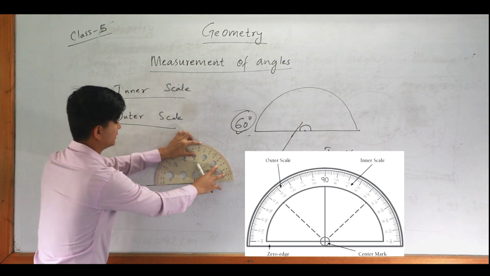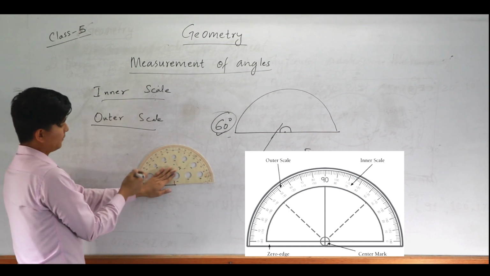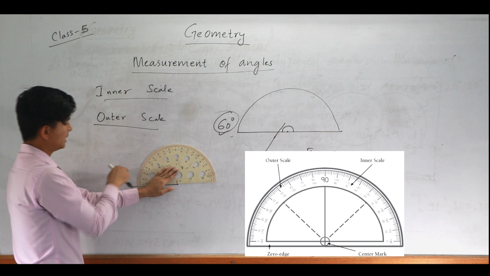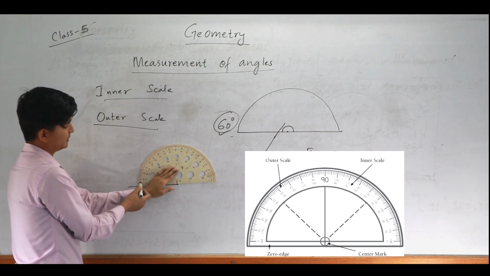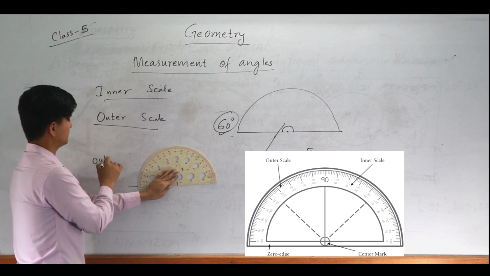Okay, so here also we have to find the 60 degree. We have got 60 here also and here also, but we have to count from 0 degree, which is the outer, so that's why it is outer.